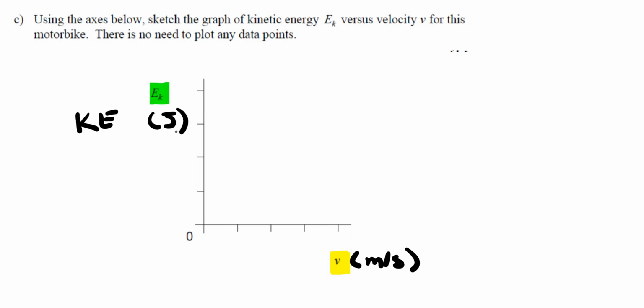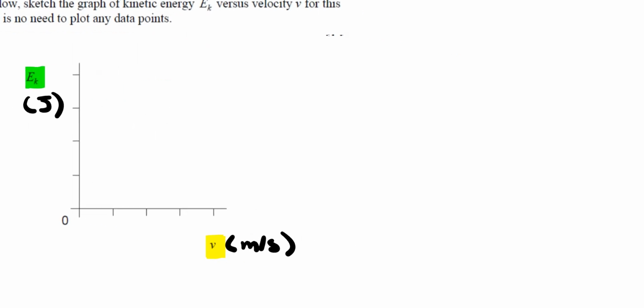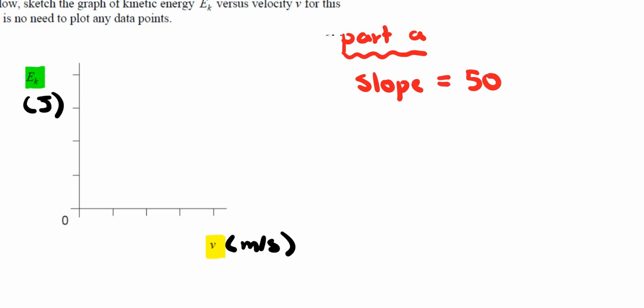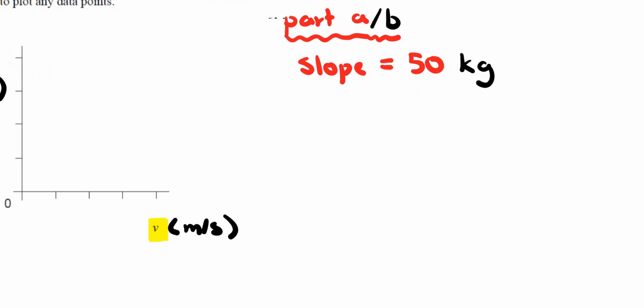Okay. In order to set this problem up, we know from part A the slope was equal to 50. And from part B, that 50 really meant that we had 50 kilograms, all right? So from parts A and B, we know the mass of this particular object is going to be 50 kilograms. Okay, so what we're going to do now is set up a little table here.